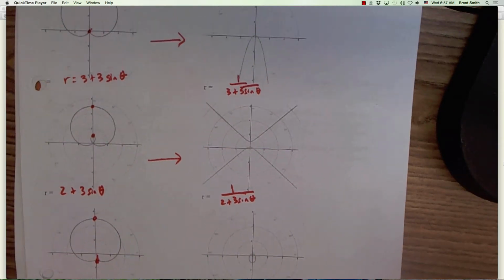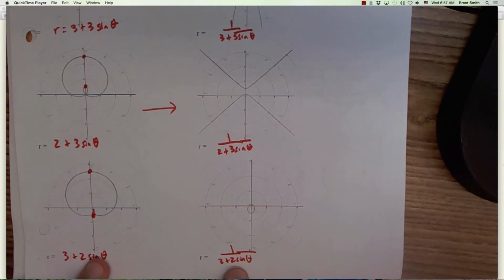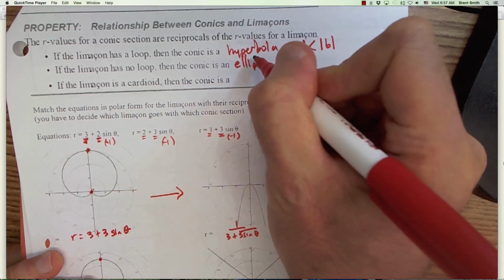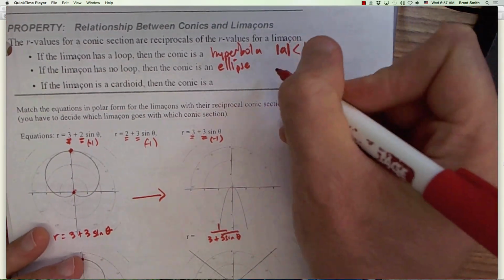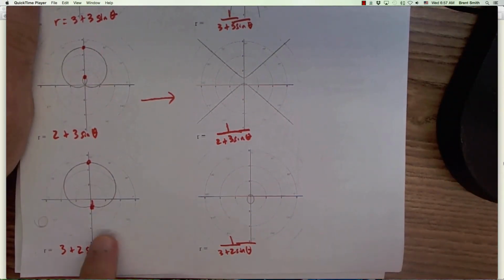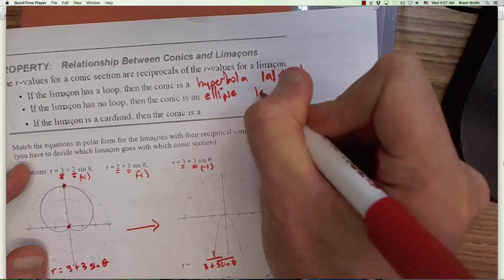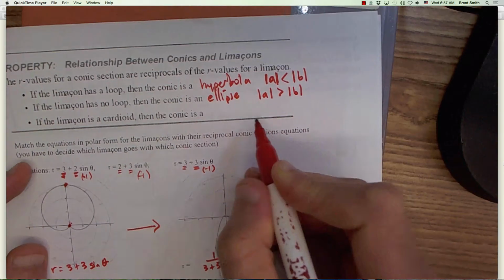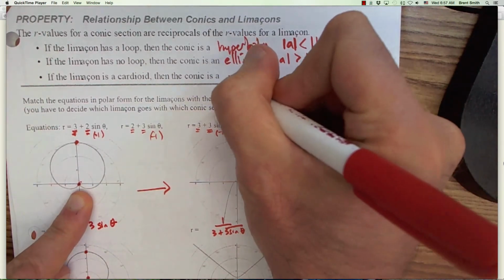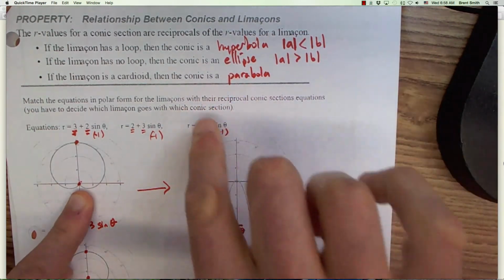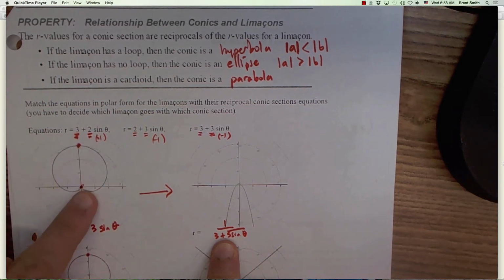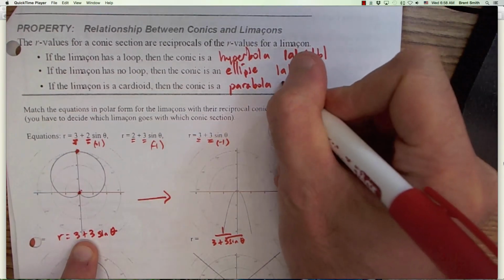Sorry, this is the no loop one. This is the cardioid, excuse me. I've been mixing this up. No loop, that's going to be the ellipse. For the ellipse, again, no loop, that's the case where A is strong enough to withstand B, so A is greater than B here. And finally, if it's a cardioid, that's like the heart-like shape, then it's going to be a parabola. Right, and the cardioid is when they're exactly the same, so at like 270 degrees for sine or 180 degrees for cosine, they cancel each other out, and we get the 0.